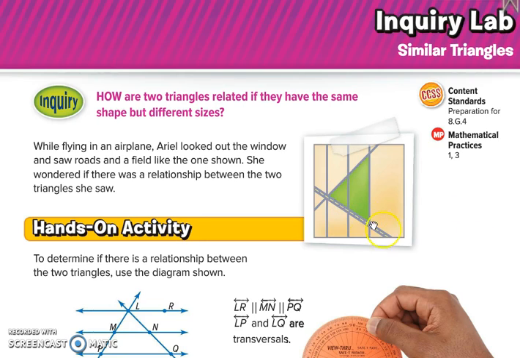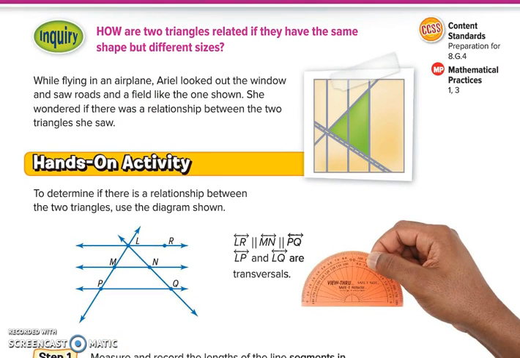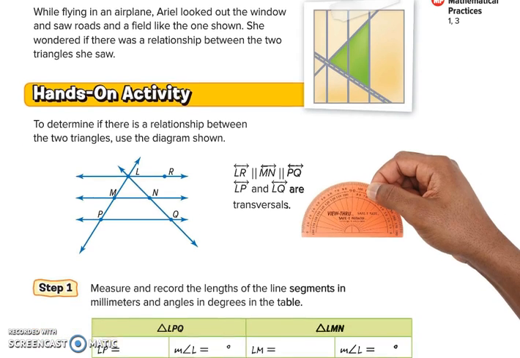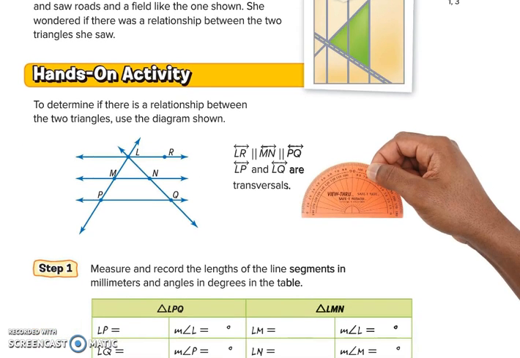And you have a similar picture here on this screen where you see a triangle inside a triangle where the inside triangle is sharing two of the sides. So we're going to go through a similar hands-on activity to look at what happens when you have a triangle inside a triangle. We're going to determine if there is a relationship between the two triangles, similar to this diagram that we see below.